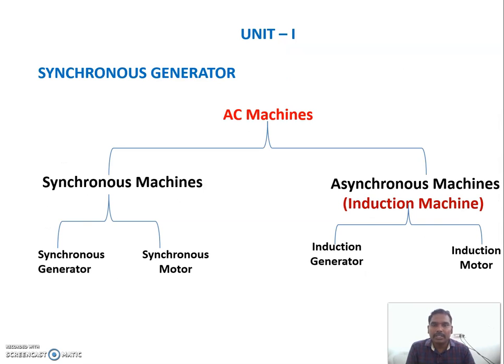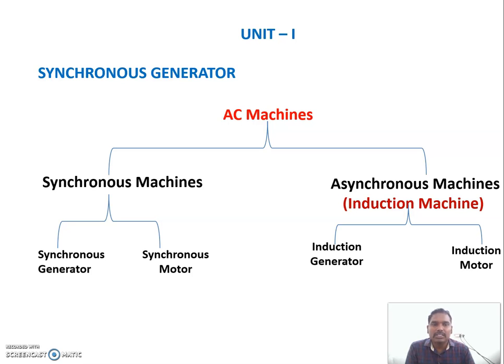Basically, we have to discuss about AC machines. AC machines are classified into two types: one is the synchronous machine, the other is the asynchronous machine. The synchronous machine is again classified into two types: synchronous generator and synchronous motor. Synchronous means the machine speed is the same as the stator rotating magnetic field speed.